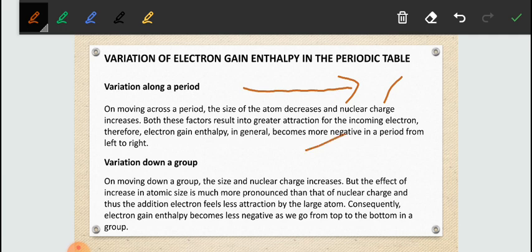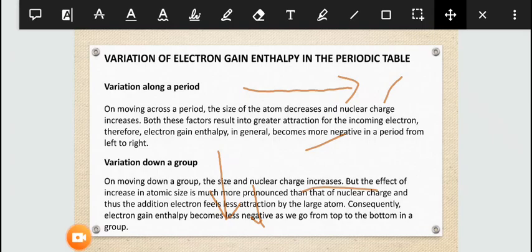It is the opposite when we are moving down a group. When we move down a group, the size of the atom increases, so nuclear charge decreases. If nuclear charge decreases down the group, the tendency to gain an electron will decrease. So this property, electron gain enthalpy, decreases down the group.